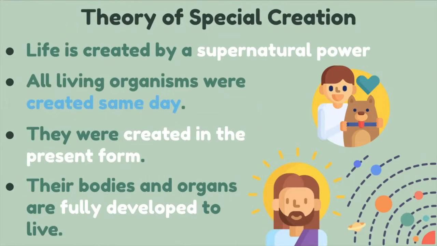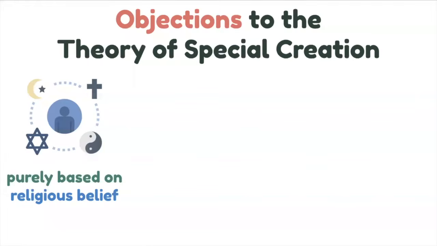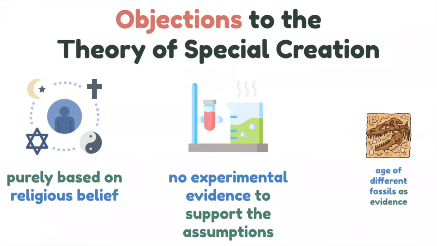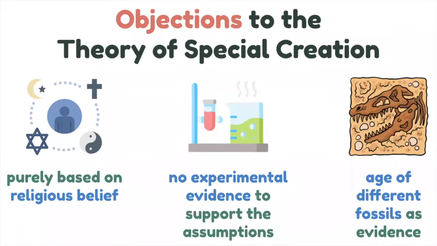So here are now the objections to the theory of special creation. Number one, they said that it is purely based on religious belief. Number two, there was no experimental evidence to support the assumption. And number three, the age of different fossils proves that living organisms appeared on Earth in different time frames.